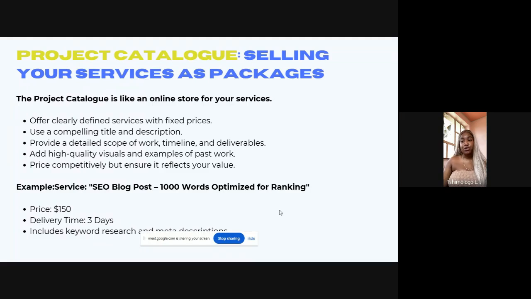purchase from you. So when someone goes into a project catalog, obviously they want to know: can I get what I need from this person? How much does it cost? How long will it take? So clearly define your services, clearly define the price, and use a title that's short, that's concise, that gets to the point, that answers the question, do I need the service, yes or no?